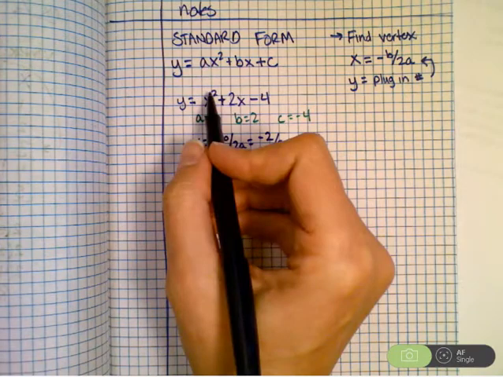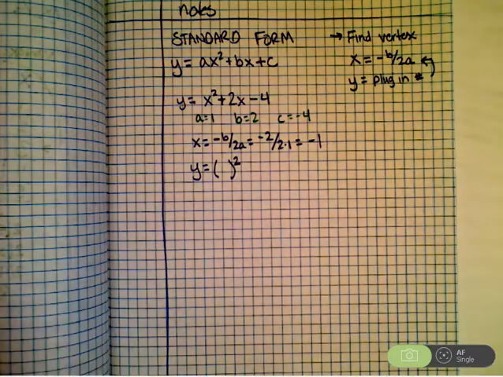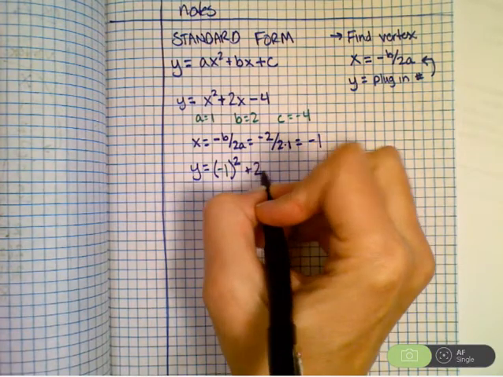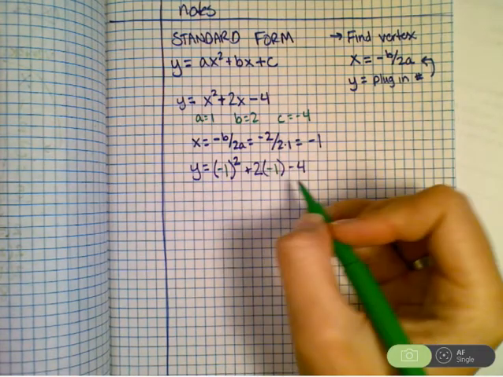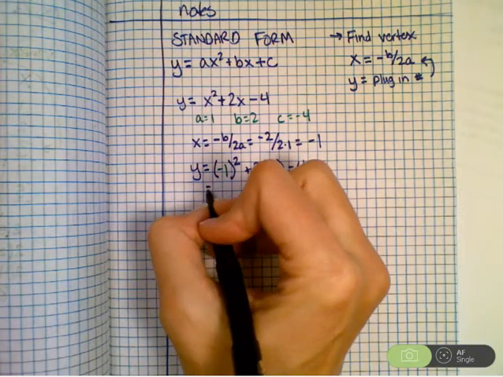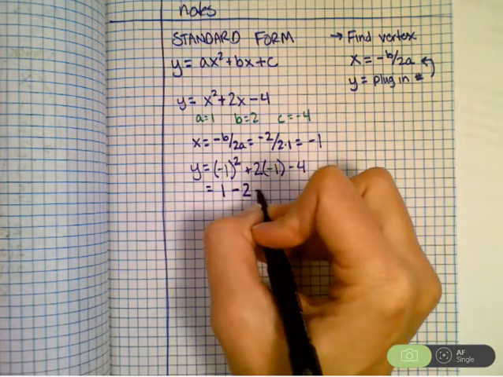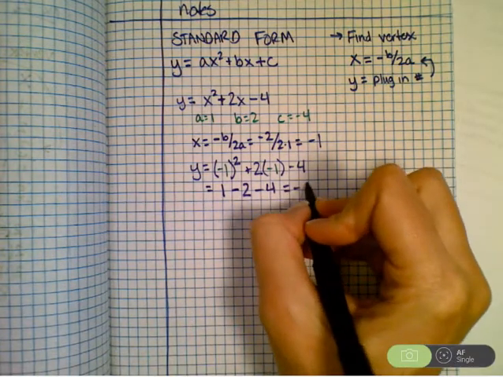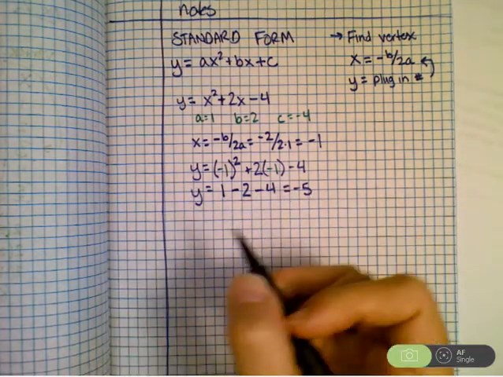Then to find the y, I go back to my equation, and everywhere there was an x, I write this number. So I'm going to do -1 squared plus 2 times -1 minus 4. Just using this equation, plugging in -1. When I do that, -1 squared is 1. 2 times -1 is -2. 1 minus 2 is -1, minus 4 more is negative 5. So that's the y value of my vertex.